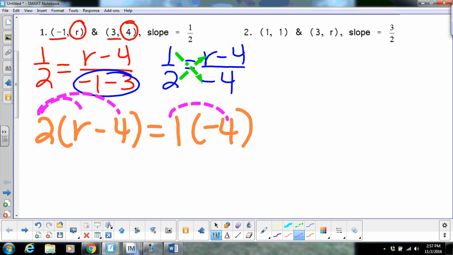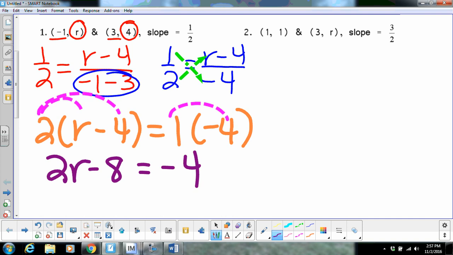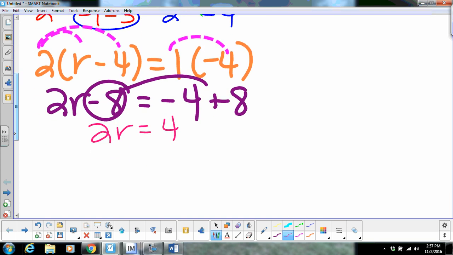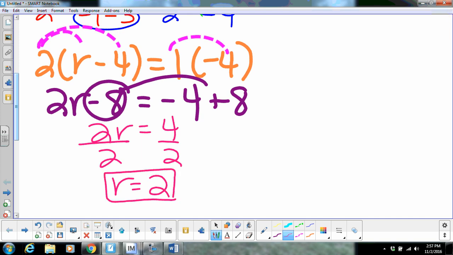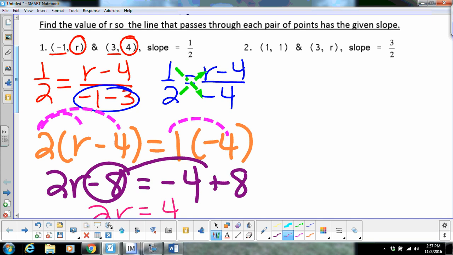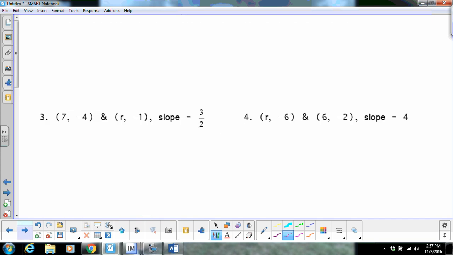I'm going to distribute here, which gives me 2r minus 8 equals -4. Your next process is going to be to move your -8. When it moves, it becomes positive, making this 2r equal to 4. And our last step here would be to divide by 2, and r would equal 2. All right, so I'm going to let y'all do number 2. So that means I'm going to jump over here to problem number 3.